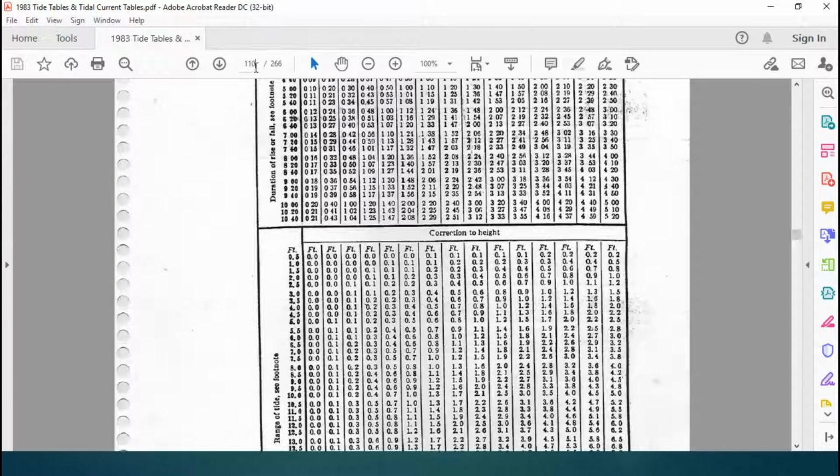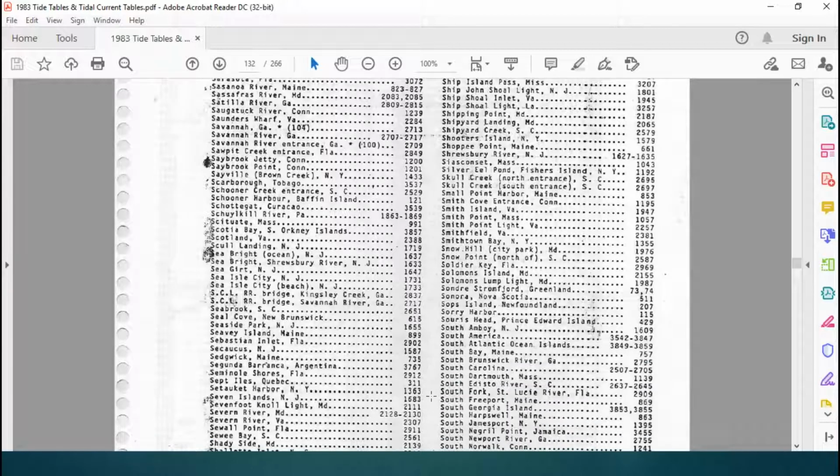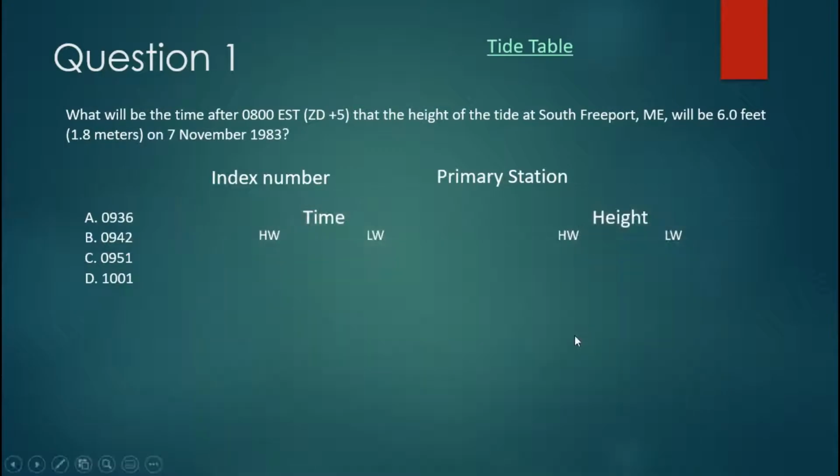Alright, and I happen to know that that index is on page 132. South Freeport, Maine is right here. We're going to get an index number of 869. So let's put that on our scratch paper. The reason we put this on our scratch paper is because when you get to the end of the problem, if you come up with an answer that's just way off of what the multiple choice answers are, it makes it a lot easier to backtrack and look at what you did, figure out where you went wrong.